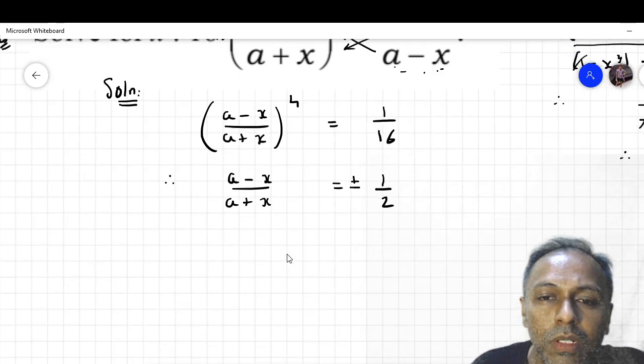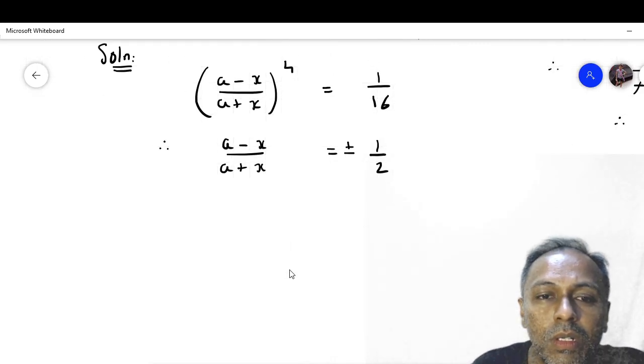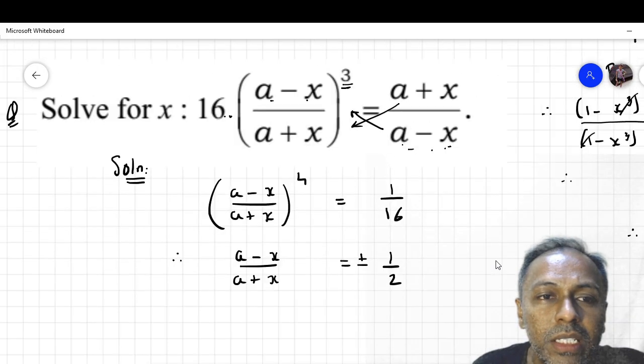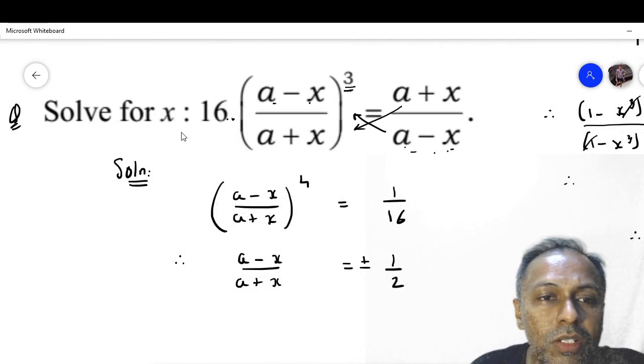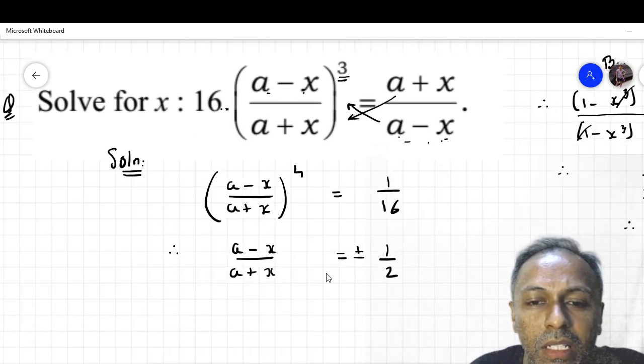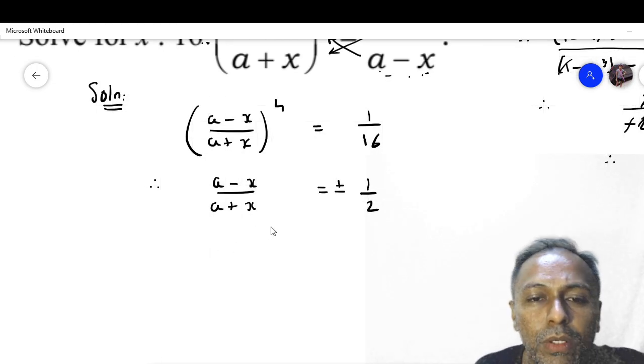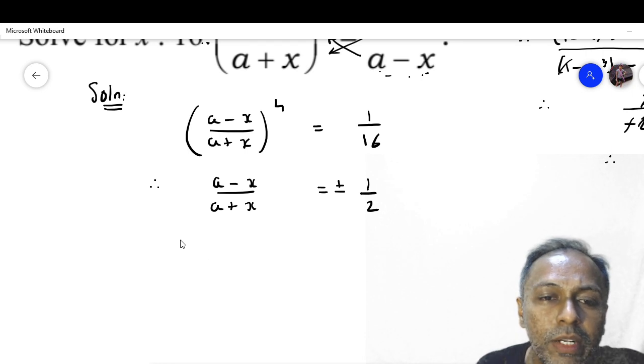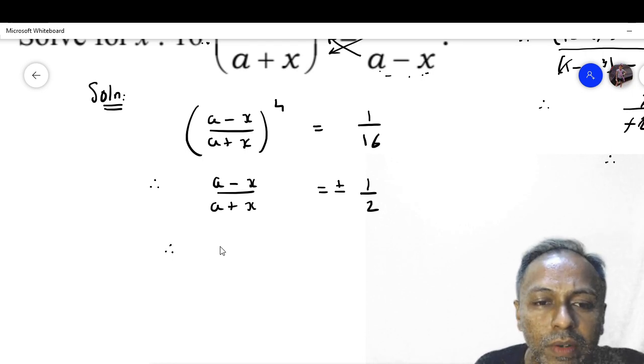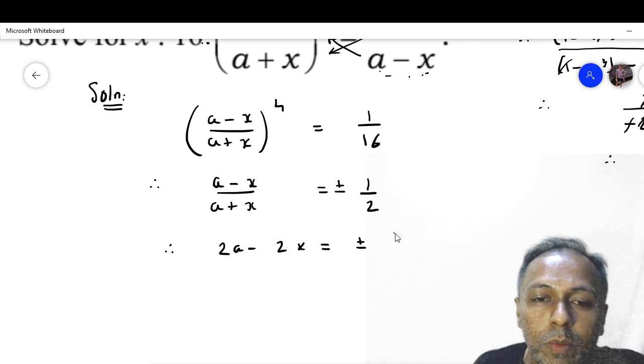Let us now read the question again. They have not said use any properties, or they are not forcing anything. In this case, let's cross multiply and finish this. Another method could have been componendo and dividendo. So we can write 2a minus 2x is equal to plus or minus a plus x.